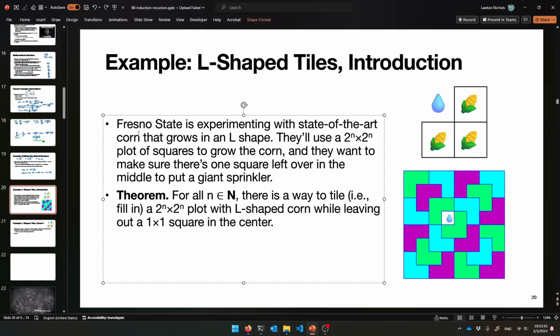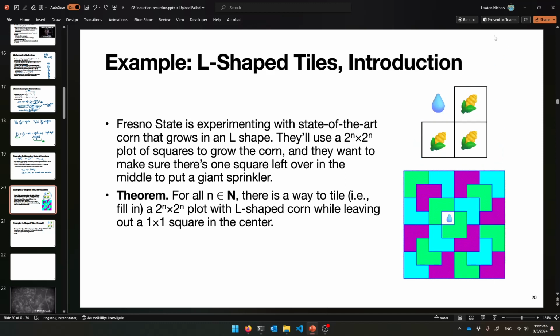So let's pretend that Fresno State is experimenting with some fancy kinds of corn, because they love to grow corn there. So they're experimenting with state-of-the-art corn that grows in an L shape. It looks like this. Your tracts of corn look like this. You can grow as many of them as you want, and you can put them in any way, but this is an L-shaped tile of corn.